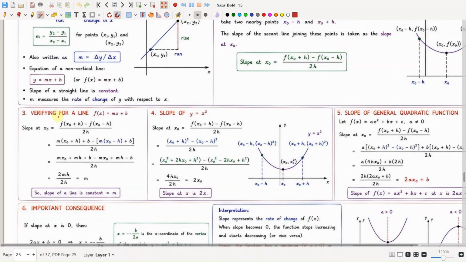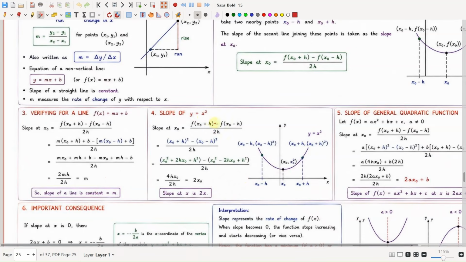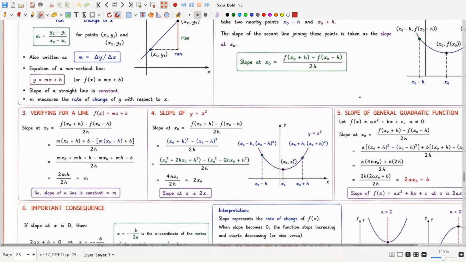For a linear function, you got the slope as m, which is a constant. But for a quadratic function, you have got the value 2x. This means that the value of the slope depends upon x. As x changes, the slope will also be changing. This is the conclusion, and this is the difference between the slope of a linear function and a quadratic function.